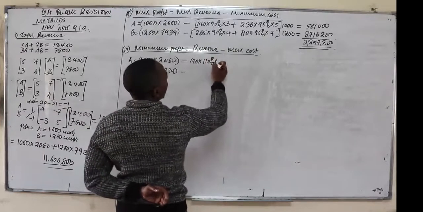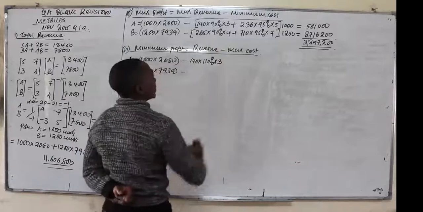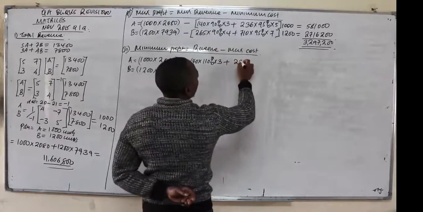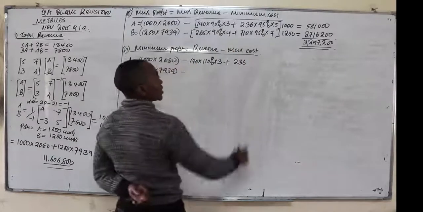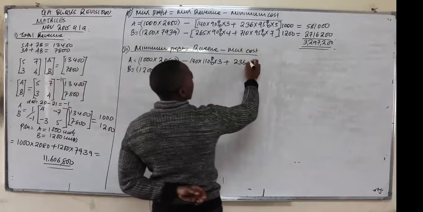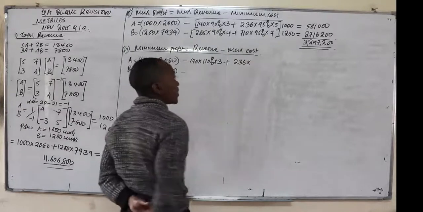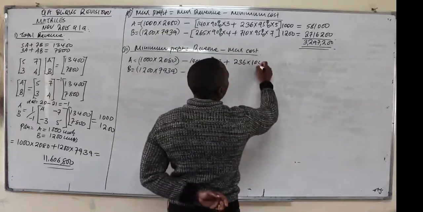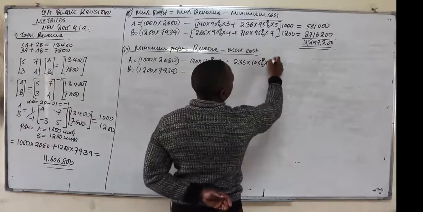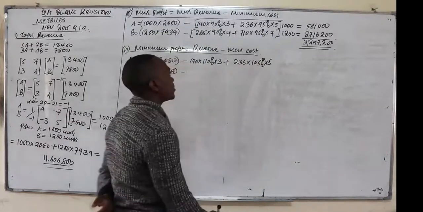To make 1 unit you require 3 plus 236, that's the material cost. Material cost will increase or decrease by 5%, so expected to rise by 5%. So you multiply by 105%, and you required 5 kilograms. So you get the cost to make 1 unit. But the production for A, we are producing 1,000 units. For B, it will be the same.